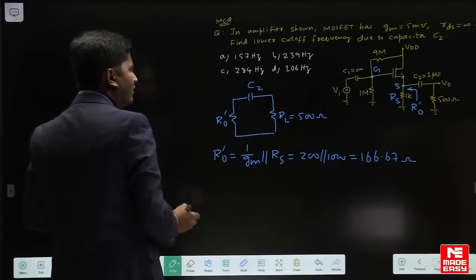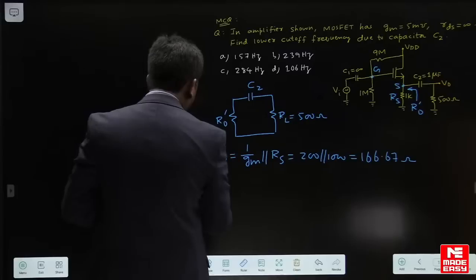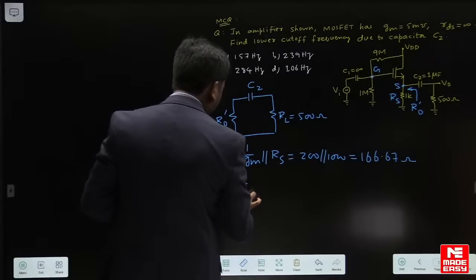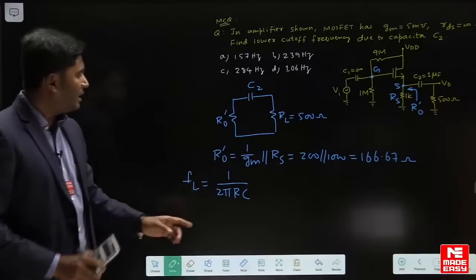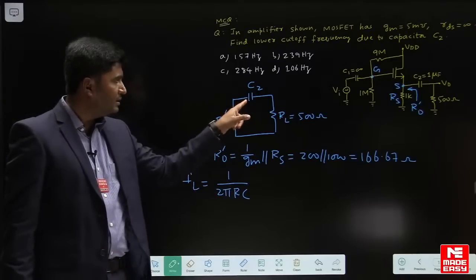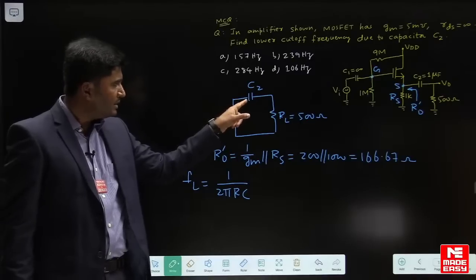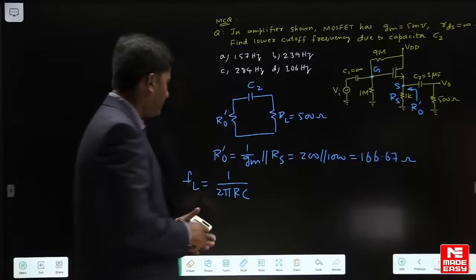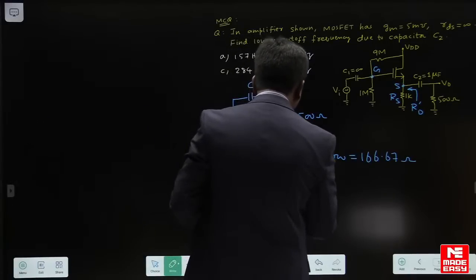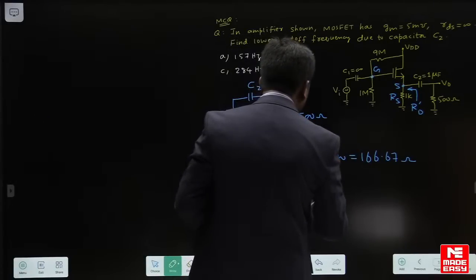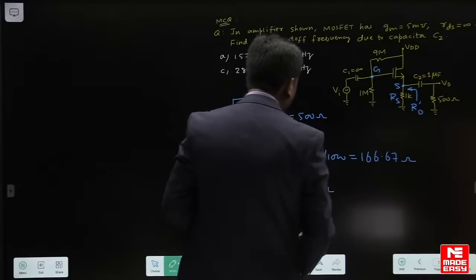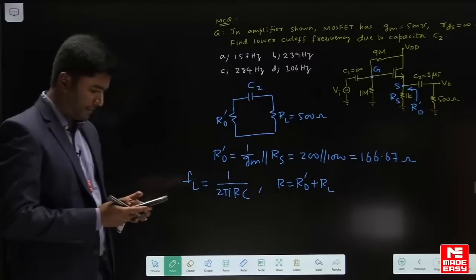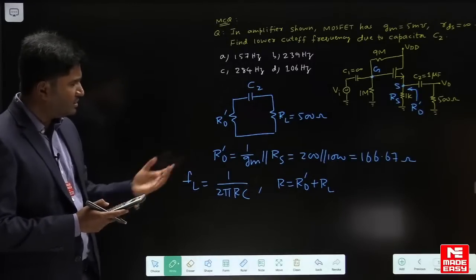You know the general formula for cutoff. Cutoff general formula is FL equal to 1 by 2 pi R into C. That R is the resistance seen by that capacitor. Now if you observe the resistance seen by this capacitor, it will be R0 dash plus RL. It's like how you calculate time constant in networks. Now these values you can substitute here. Let us just do this calculation.